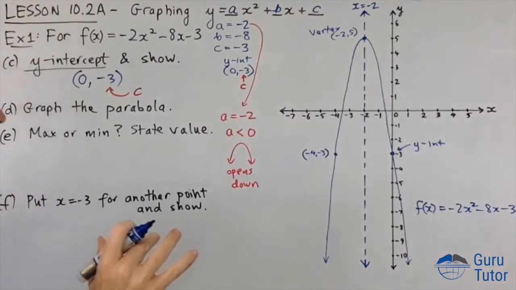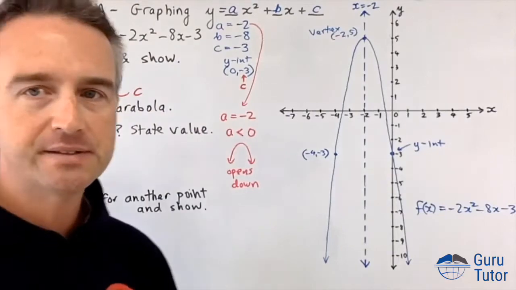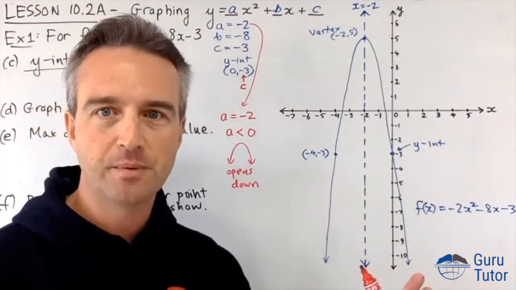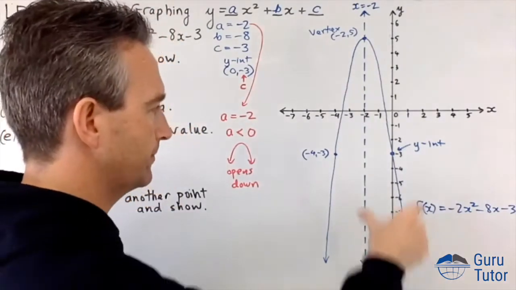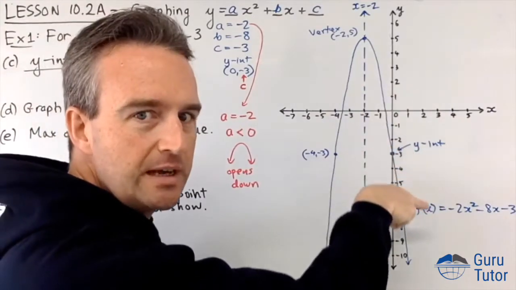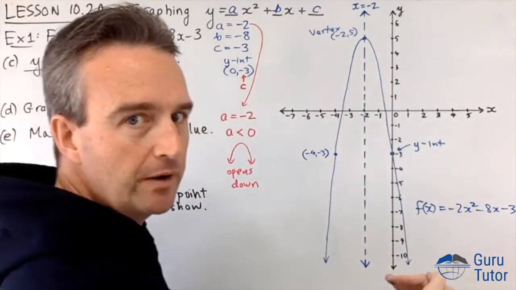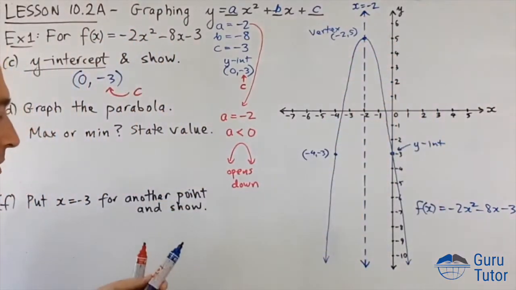That is D done. Another question it might ask is, does this function have a maximum value or a minimum value? Every parabola will have either a maximum value or a minimum value. Let's have a look. Does it have a minimum value? No, it just keeps going down and down and down forever. It has no minimum. Does it keep going up forever? No, it doesn't. It has what we call a maximum value.